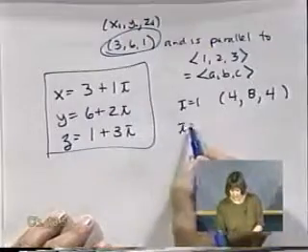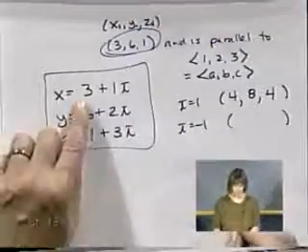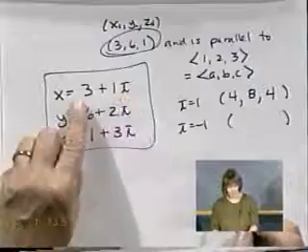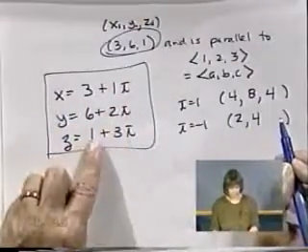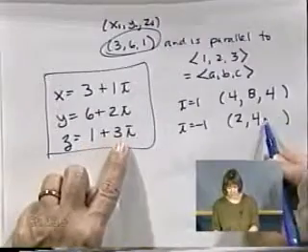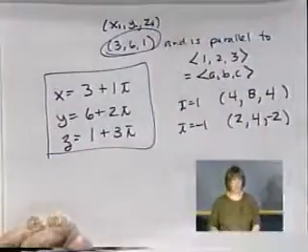What if I let t be minus 1? 3 plus 1 times a negative 1. 3 minus 1 is 2. 6 minus 2 is 4. Y'all with me? 3 times a negative 1 is a negative 3. 1 minus 3 is a negative 2. I got 3 points that are on that line.